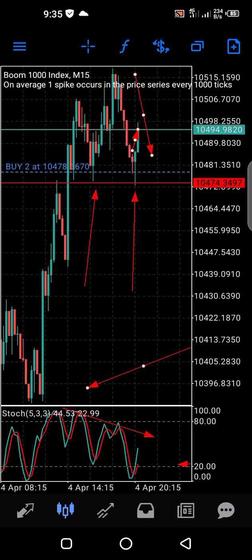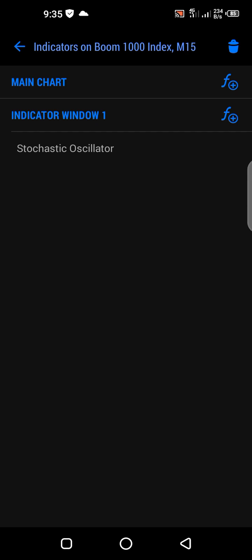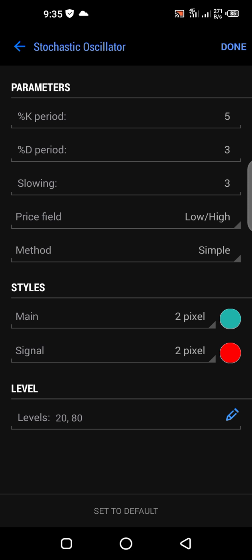Now let me show you for the sake of those people that will not understand. You can see it's only stochastics. Then these are the setup. Percentage K period is 5. Percentage D period is 3. Slowing 3. The price field is low/high.